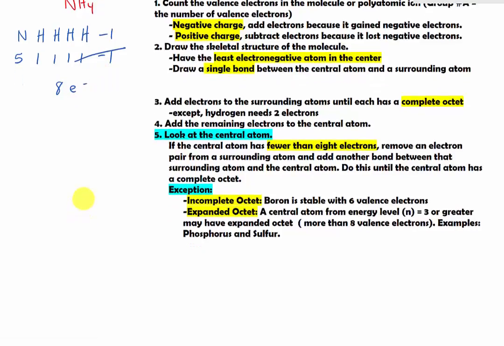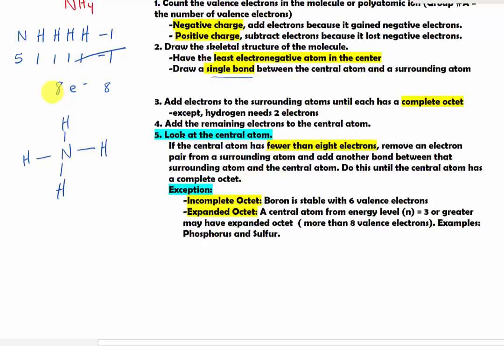Step 2 is to draw the skeletal structure. And we know that nitrogen is the least electronegative, so it's going to be in the center. And in most cases, hydrogen will never be the central atom because hydrogen can only hold 2 electrons. So we have nitrogen in the center, we have hydrogen here, hydrogen there, 1, 2. Now we're going to draw a single bond. So we draw 1, 2, 3, 4. And each one of them is 2 electrons, so we just used 8 electrons. Now 8 electrons gives us a total of nothing left.